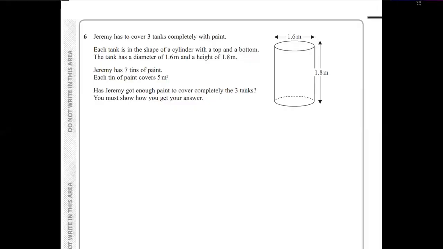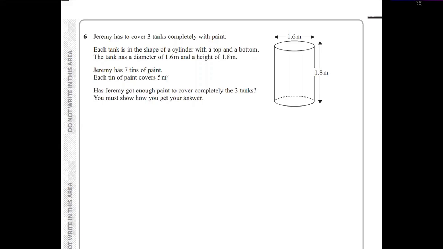Right, Margaret, you're going to help me with this question. Question number 6. Jeremy has to cover 3 tanks completely with paint. Each tank is in the shape of a cylinder with a top and a bottom. The tank has a diameter of 1.6 meters and a height of 1.5 meters. Jeremy has 7 tins of paint. Each tin of paint covers 5 meters squared. Has Jeremy got enough paint to cover 3 tanks completely? You must show how you got your answer.